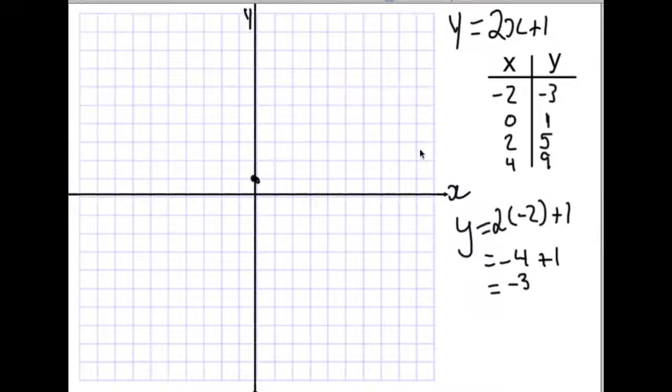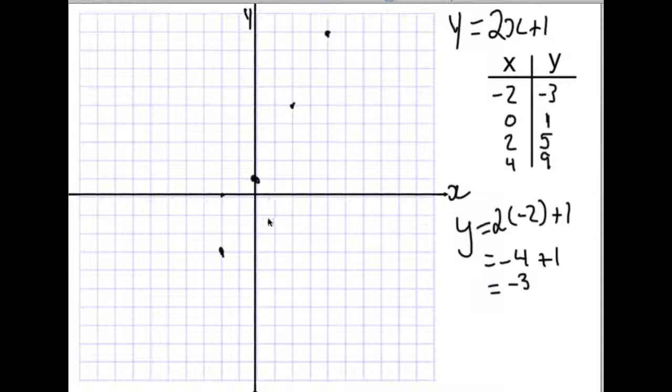So I can put these on my grid now. So when x is -2, I know my y value is -3. 1, 2, 3. So right here would have to be a dot. I've got the 0, so when x is +2, I need to be at +5. 1, 2, 3, 4, 5. And when x is 4, I need to have a y value of +9.